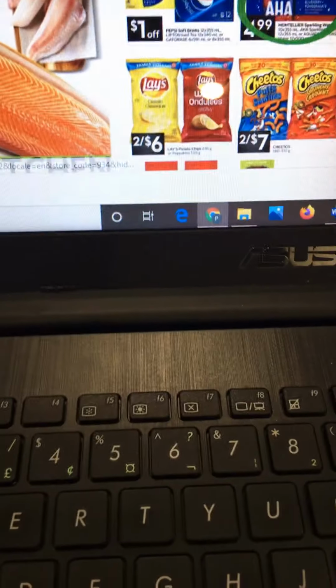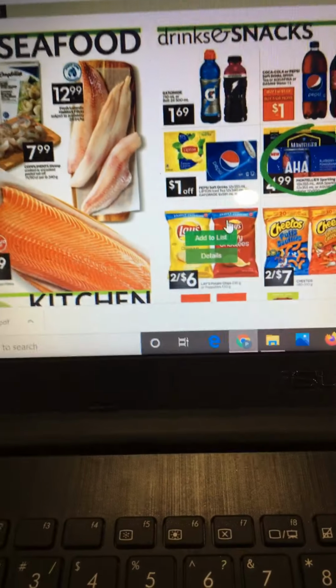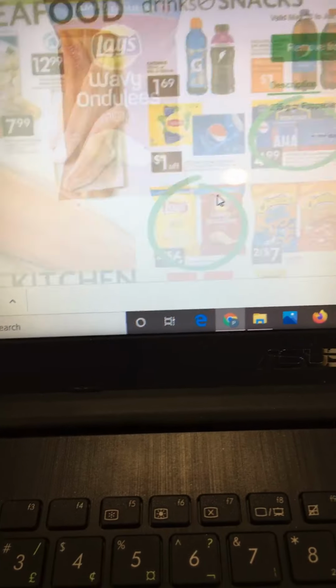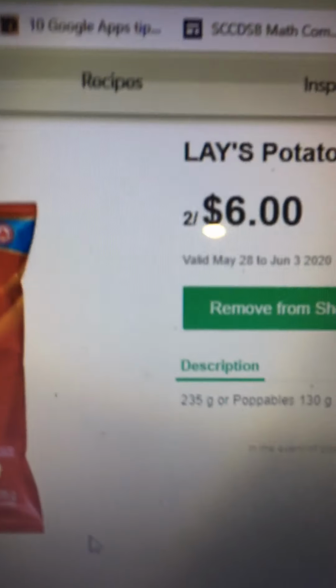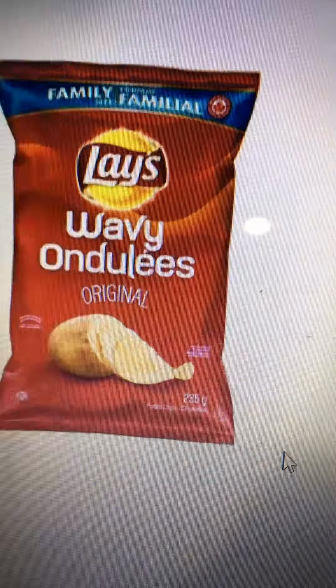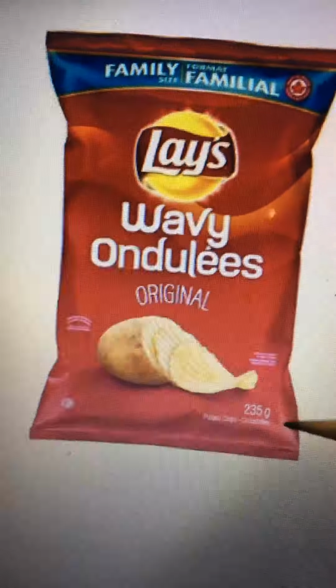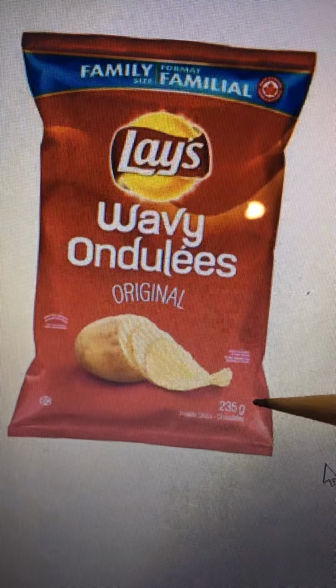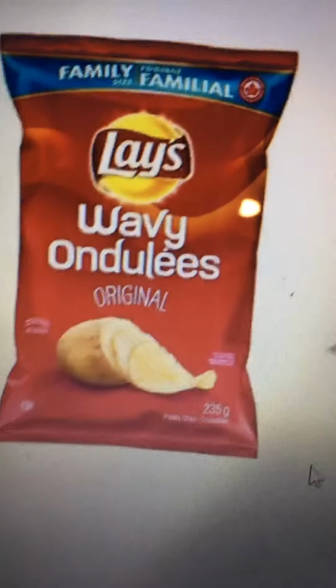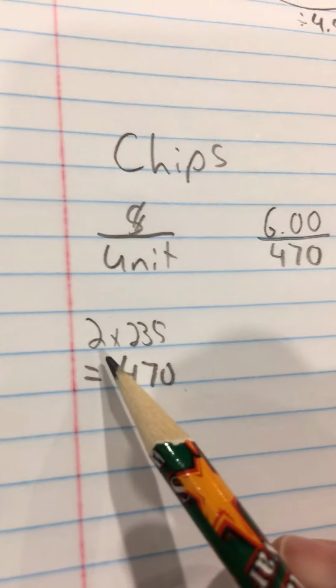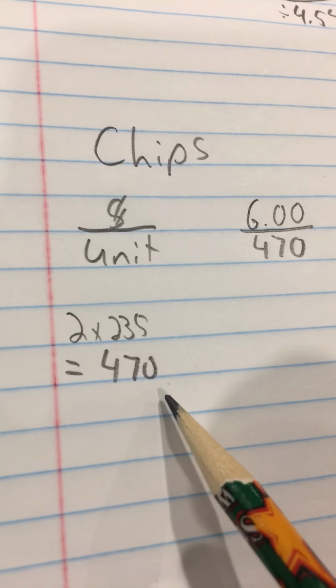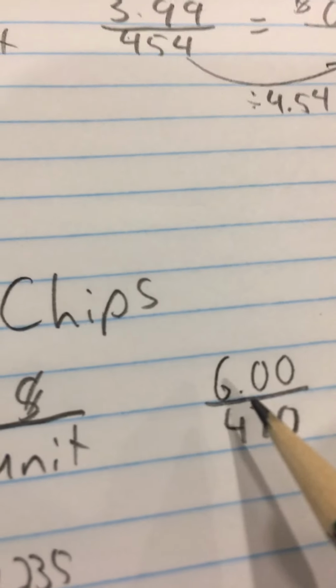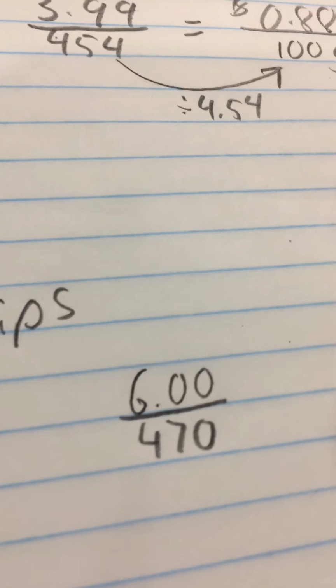Okay? Finally, let's get some chips, because who doesn't like chips? So here, it says I get 2 bags, and if you can see that, 2 bags. Each bag is 235 grams. So I get 2 of those for $6. So down here I did a quick calculation. 2 bags at 235 grams each is 470 grams. So for $6, I'm getting 470 grams. Okay?